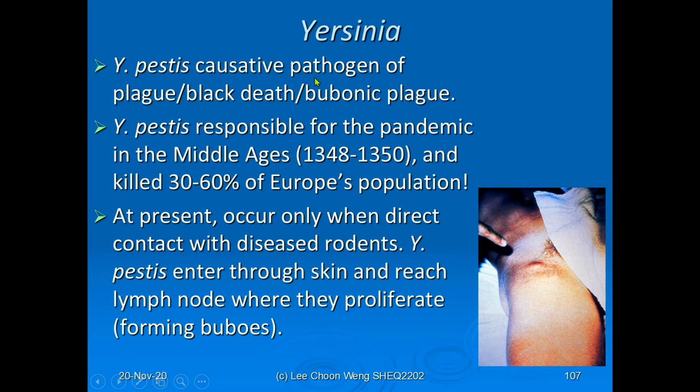In the Middle Ages, it is known as the agent responsible for the pandemic, the Black Death, that killed 30 to 60% of Europe's population. So this was primarily around this period.